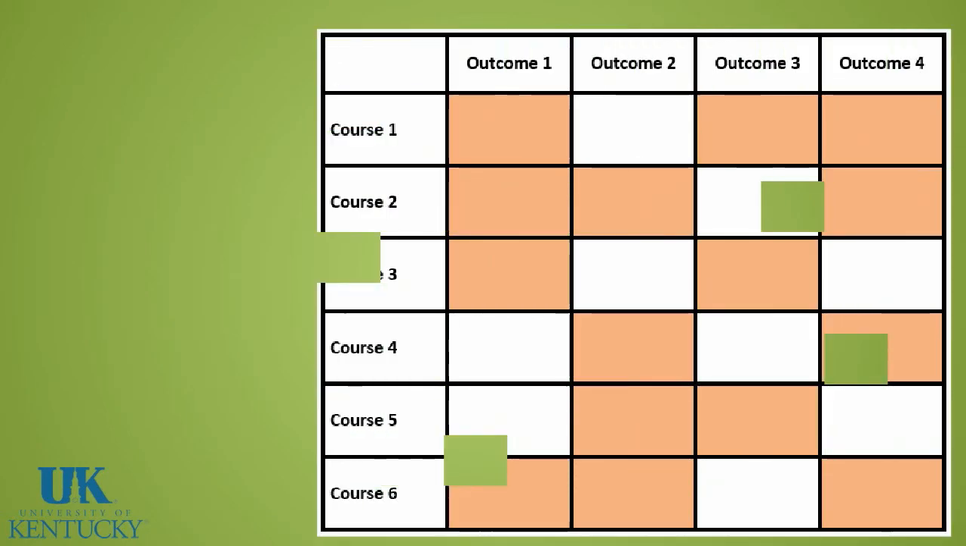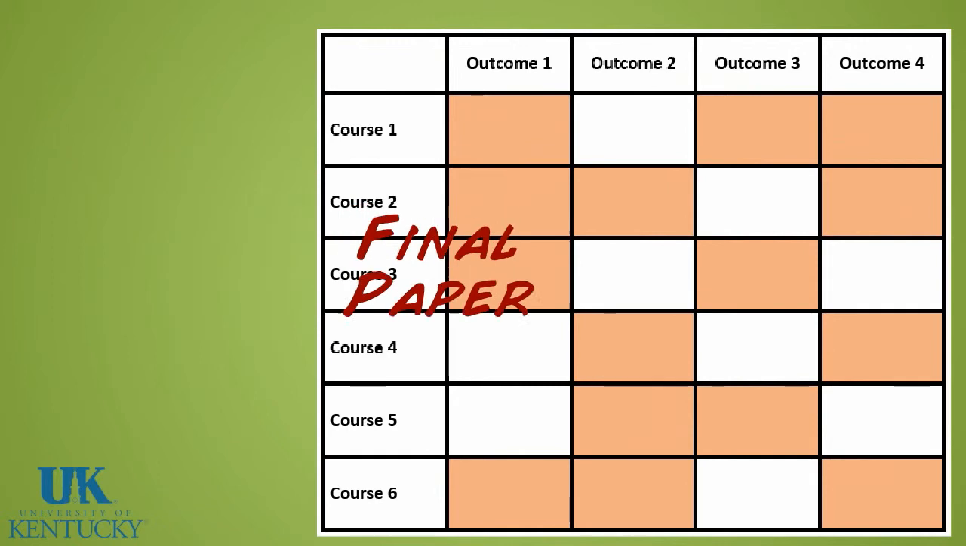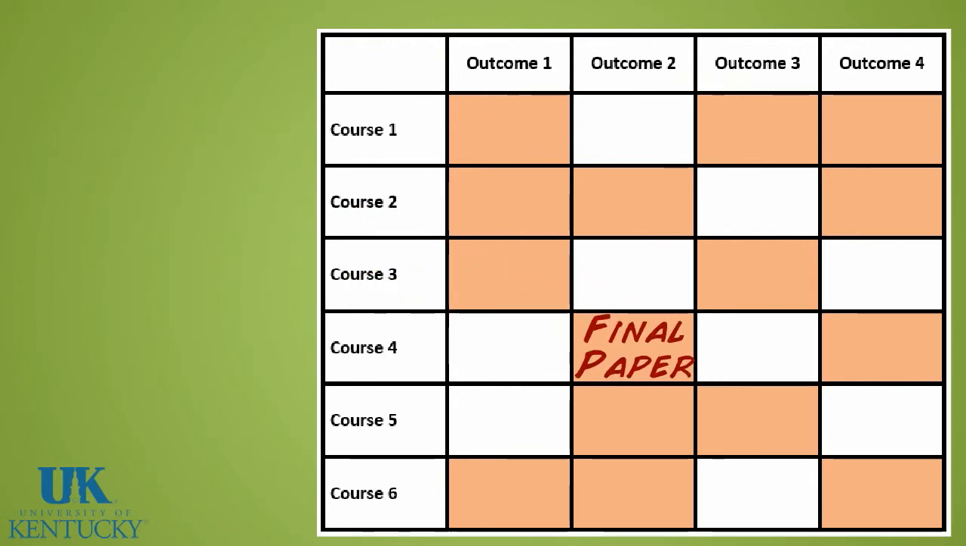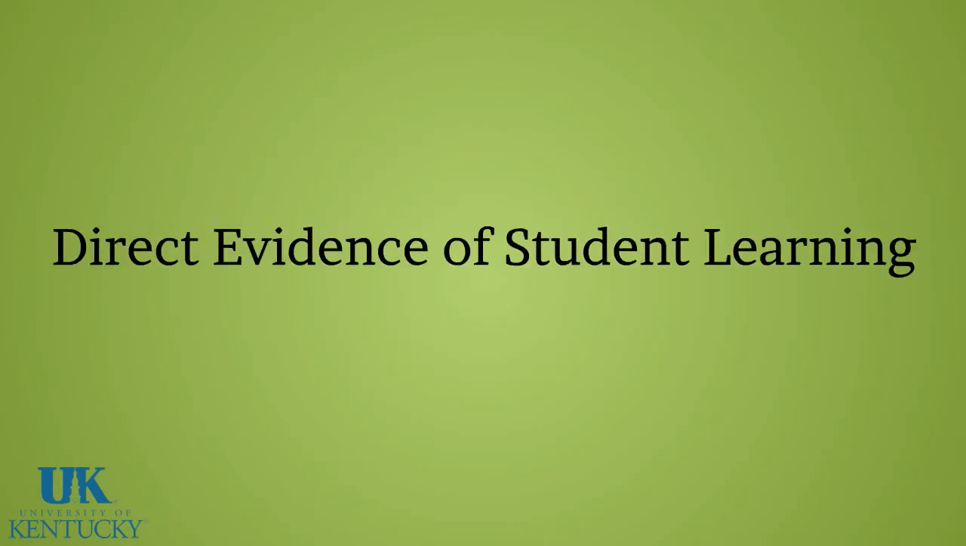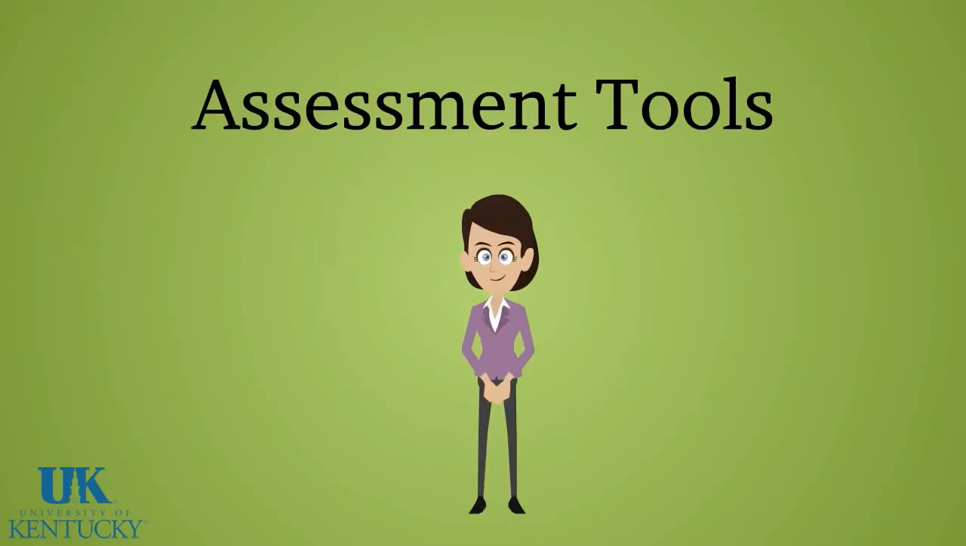An artifact map visually depicts the location of the chosen assessable assignments in the program's curriculum. It is an extension of the program's curriculum map. Ideally, the artifact map will contain all of the direct evidence that your program needs to make informed decisions about learning. Assessment tools will provide the method for gathering evidence of student learning.